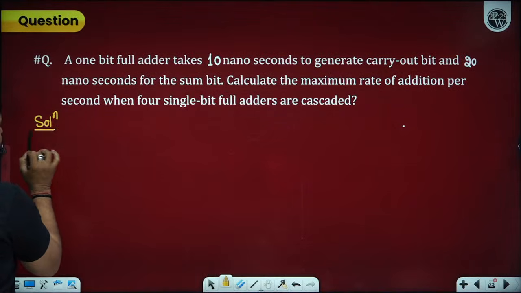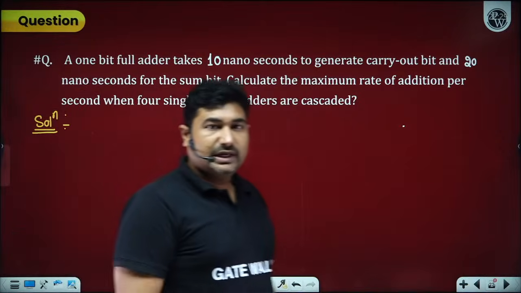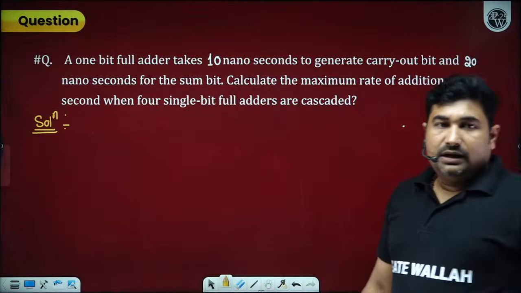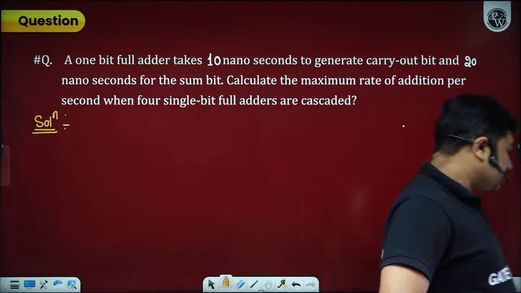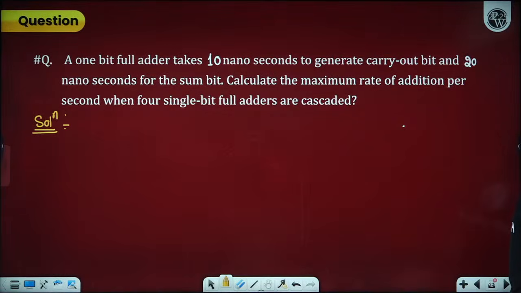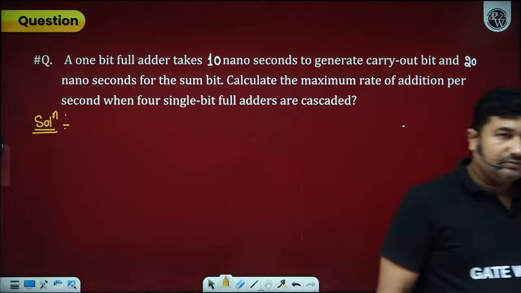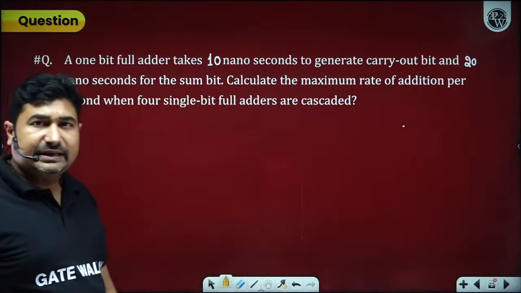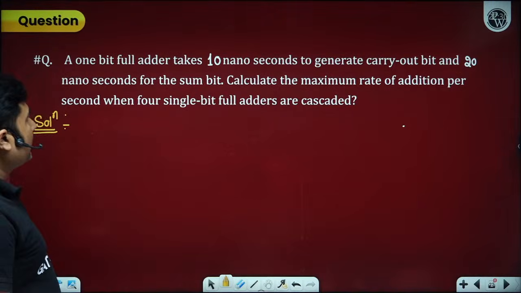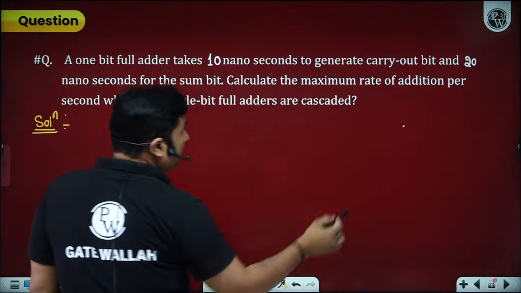Can you answer this one? We have a 1 bit full adder which takes 10 nanoseconds to generate the carry out bit and 20 nanoseconds to generate the sum out bit. So here the XOR gate and basic gates will have different delays. The previous data is from an engineering services question asked in 2005. I have just changed the data. Okay, so please observe here. Can you answer now? Everyone, please observe.